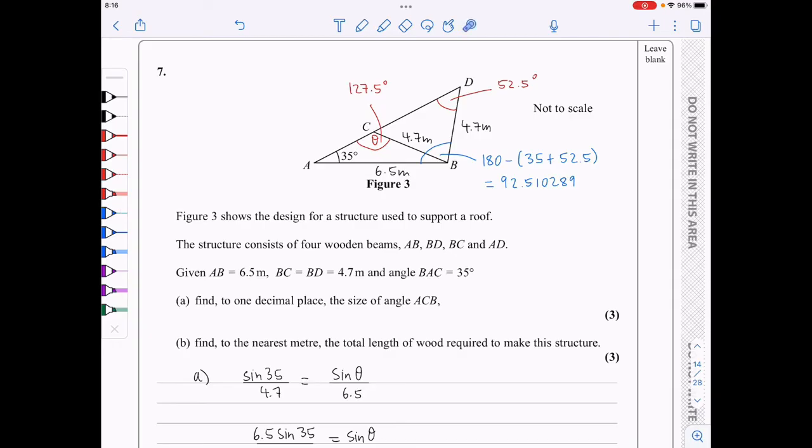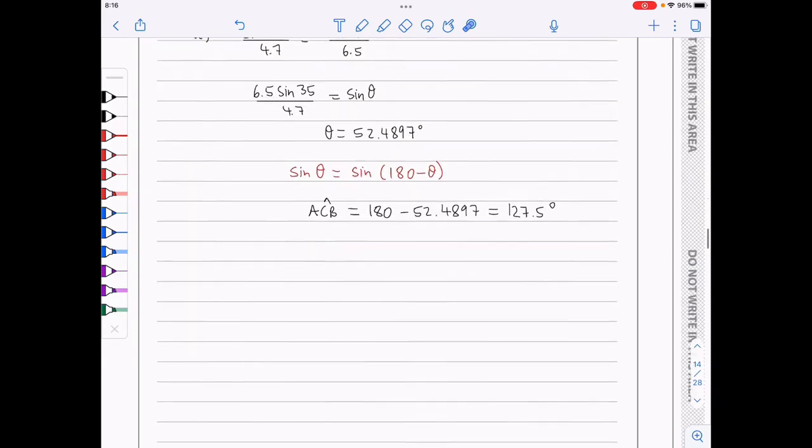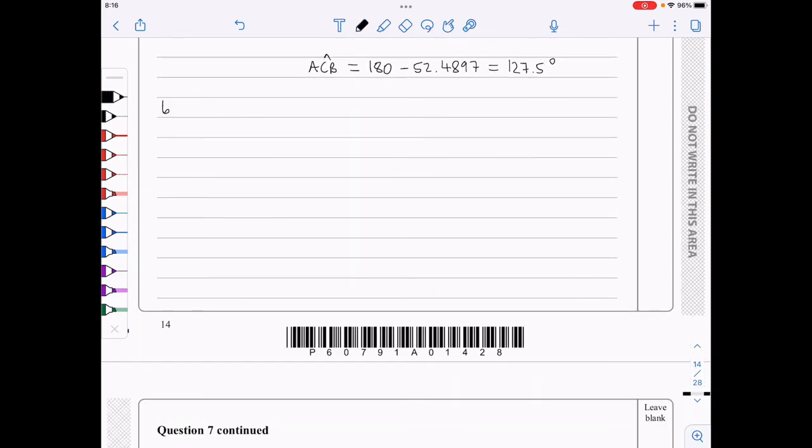I'll be using the cosine rule to find AD and then simply add everything up. So in B, I will say that AD squared is equal to 6.5 squared plus 4.7 squared minus 2 times 6.5 times 4.7 times the cosine of 92.510289. Plug everything in the calculator, take the square root, I get 8.19 meters.